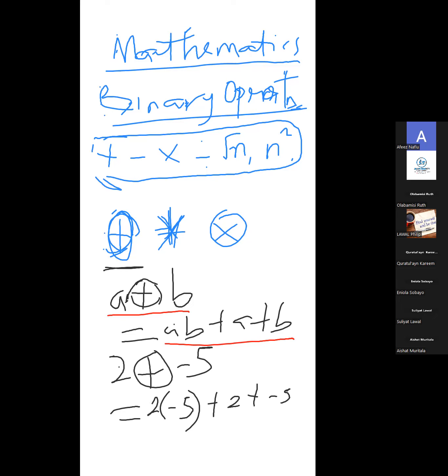I'll just go ahead. 2 times minus 5 is minus 10, of course. So you have minus 10. Can I do most of these things without doing many steps, so that I can just give you the final answer? Minus 10 plus 2 is minus 8. Minus 8 plus times minus is minus. So minus 8 minus 5 is minus 13. So that's your answer. Minus 13. All right. That is that about that.